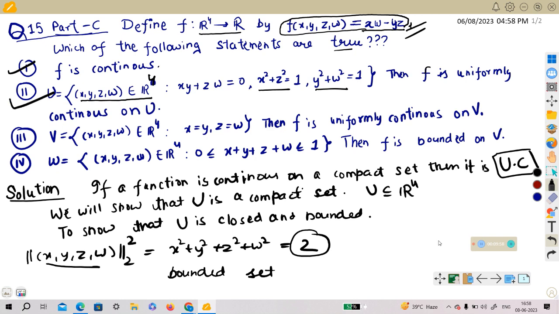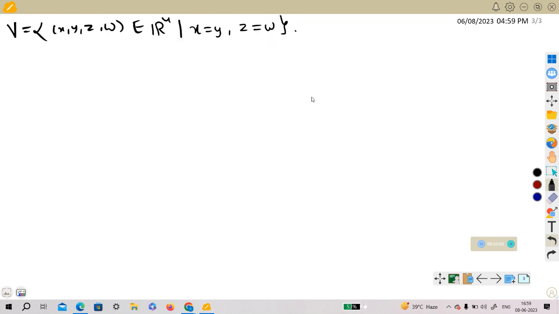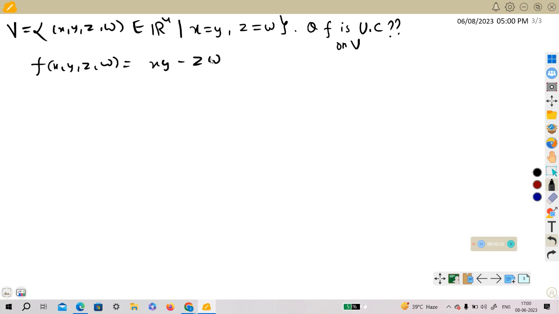Now we consider the third part, in which V is defined like this, and the question is whether f is uniformly continuous on V or not. First of all, what was f? If we recall, it was xy minus zw.